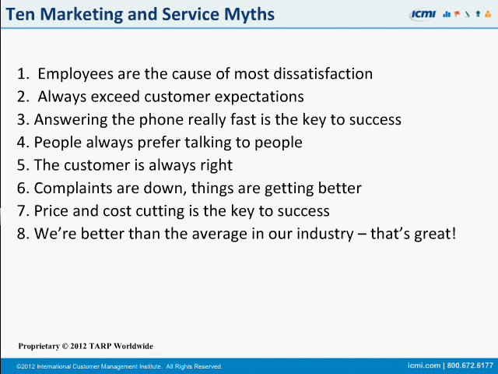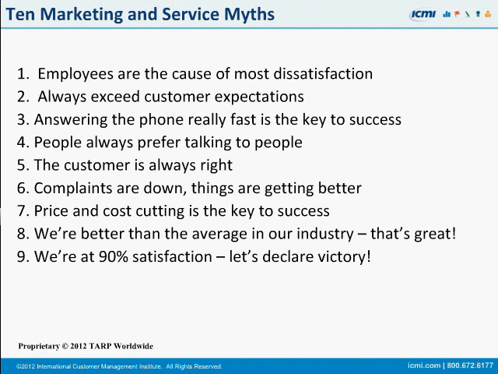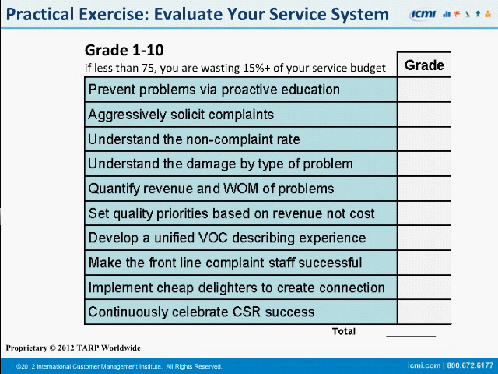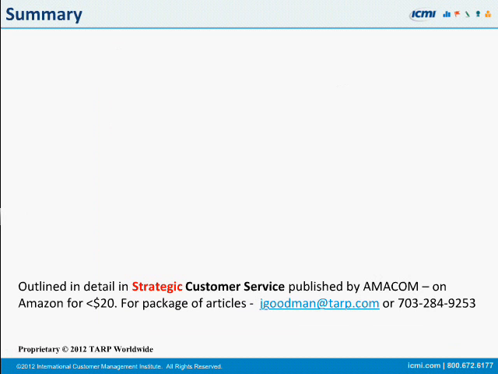We're better than average in our industry. That's great? Not really. We're at 90% satisfaction. Let's declare victory? The law of diminishing returns does not apply. We have a 100% satisfaction guarantee, therefore everyone's happy. Absolutely not. Most people don't complain. I will provide you with this set of criteria to grade yourself on how well you're doing, which responds to all the strategic ideas in the book.